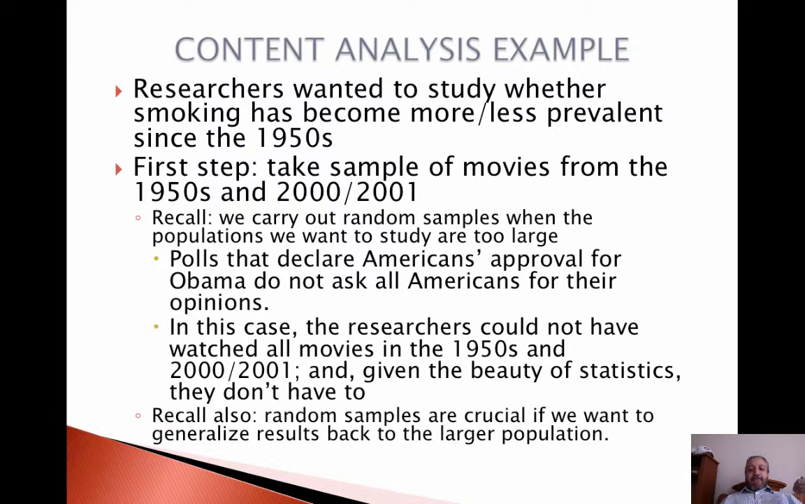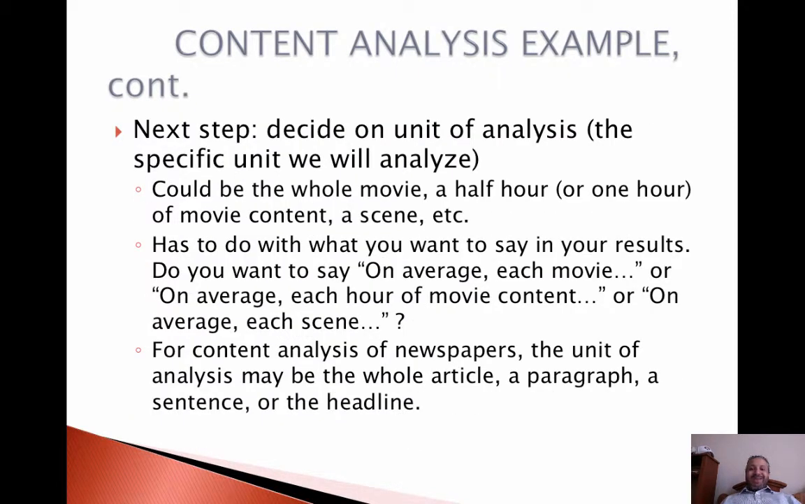That's what the researchers in this particular example did. They took a random sample of movies from the early 50s and then another random sample of movies from 2000 and 2001. That was the first step. The second step is they had to decide on a unit of analysis. Remember that? What's the specific component part that we want to analyze and examine? What do we want to talk in terms of at the end?